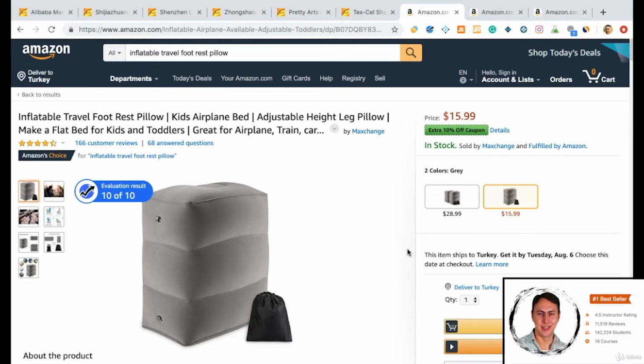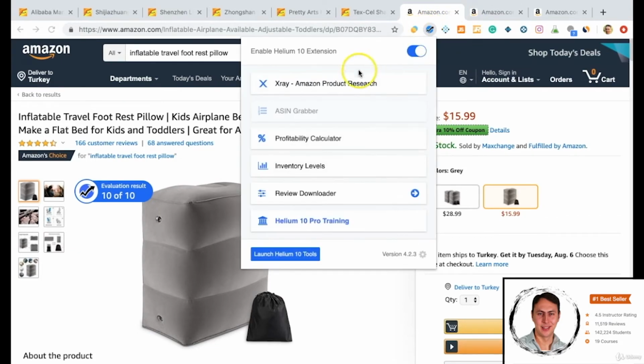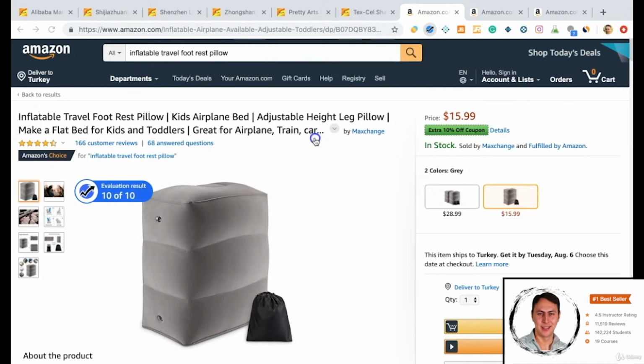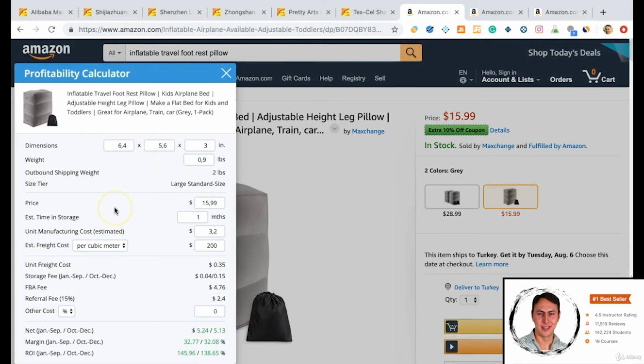How are we doing the profit analysis? After opening the product page on Amazon, there is the profitability calculator section by Helium 10. When we click there, the profit analysis appears on the screen. You can also use Amazon's own calculator by searching for Amazon Revenue Calculator.